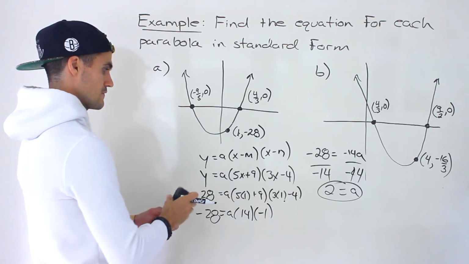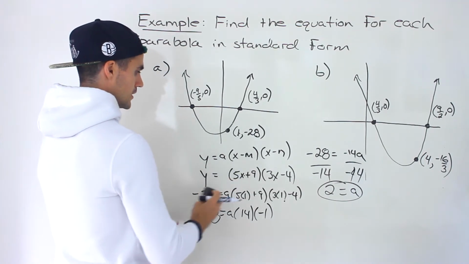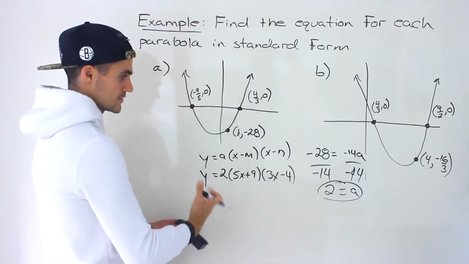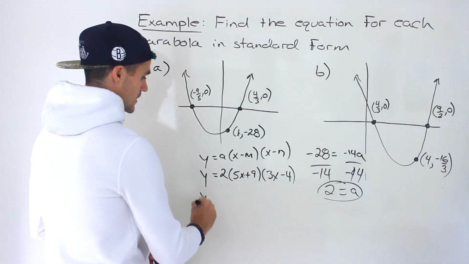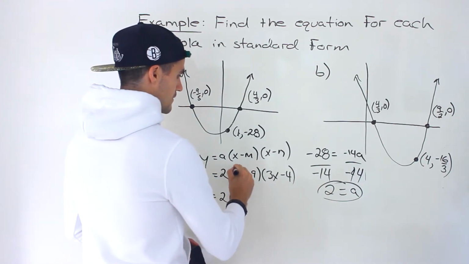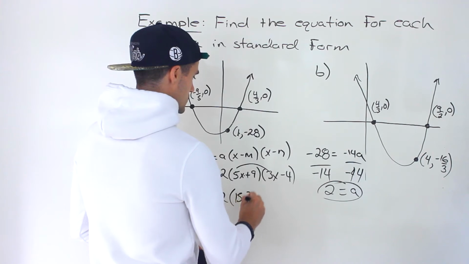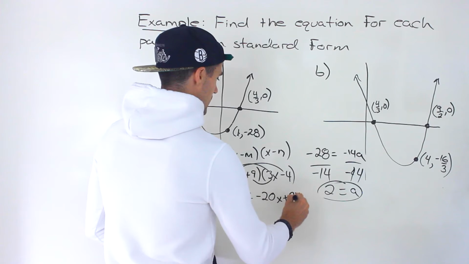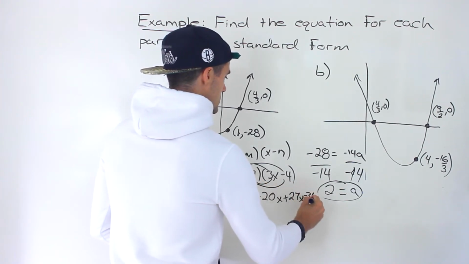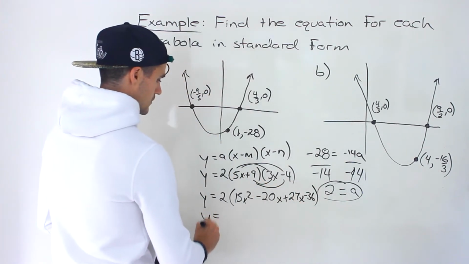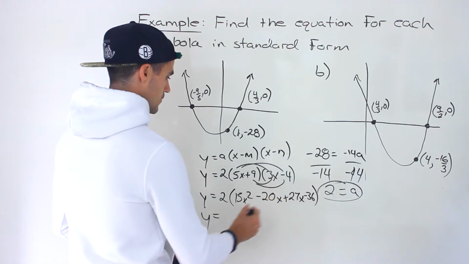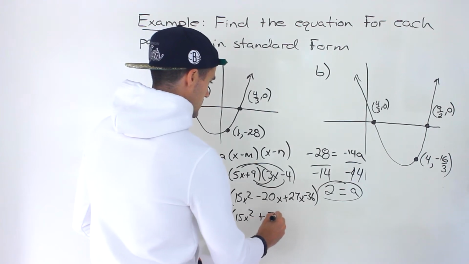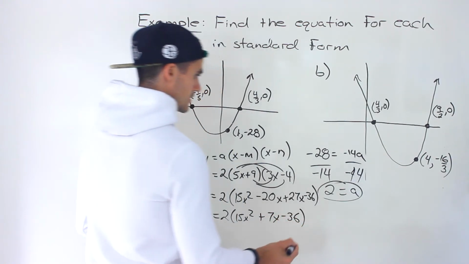Yeah, so the a value is 2. Plug in 2 over here, and now to get it in standard form, what we've got to do is just expand everything. So we have y equals 2 times 5x times 3x, which gives us 15x squared. 5x times negative 4 is negative 20x. Positive 27x minus 36. And then this here would net out to 7x minus 36, like that.